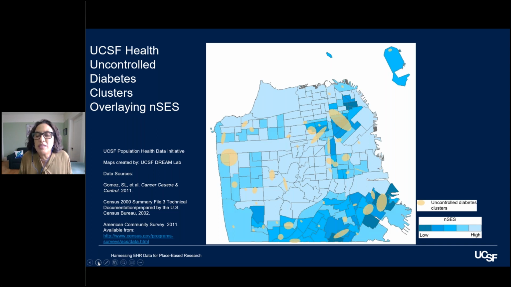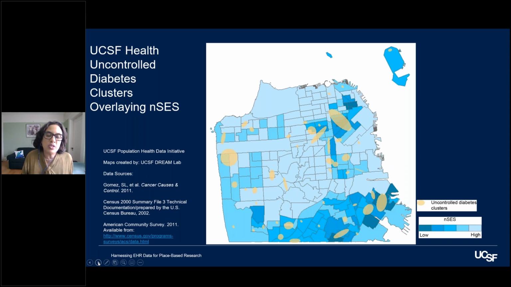Now, you might predict that uncontrolled diabetes would cluster in areas with lower socioeconomic status, and certainly that's what we see on the right-hand side of the graph, on the eastern side of the city. But we also find clusters in other places in the city, actually fairly large clusters that are not explained by just individual families or households.